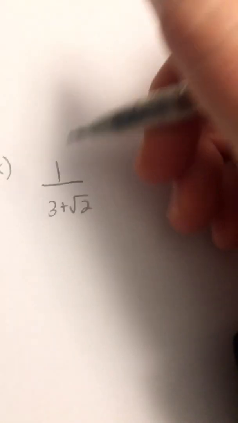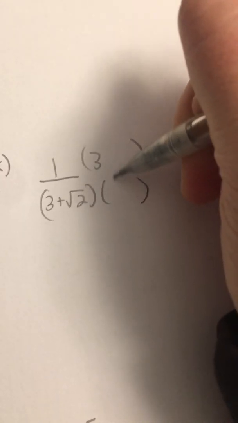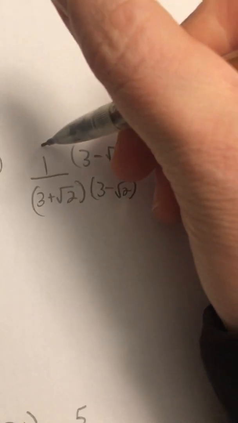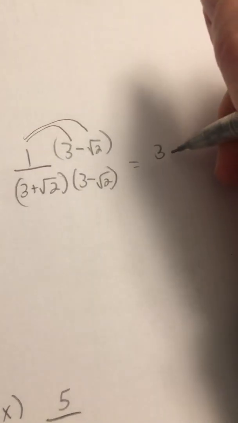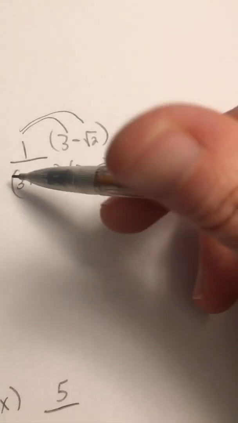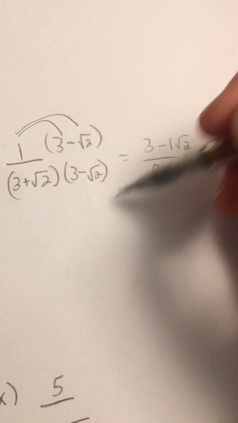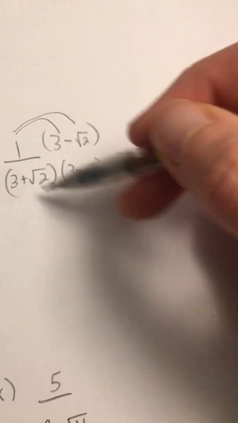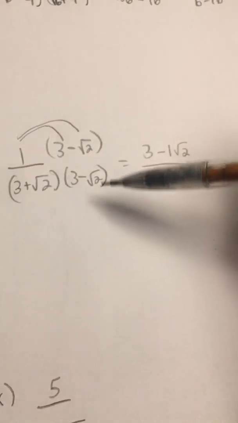Next, I have 3 plus root 2 in the bottom. So conjugate is going to be 3 minus root 2. In the top, we distribute the 1. We get 1 times 3, which is 3, and 1 times negative root 2, which is negative 1 root 2. In the bottom, we multiply our first. 3 times 3 is 9. We distribute and we get negative 3 root 2. We distribute, we get positive 3 root 2. Well, a negative 3 plus 3 is going to give us 0. So those will cancel out, and then I can just multiply these.